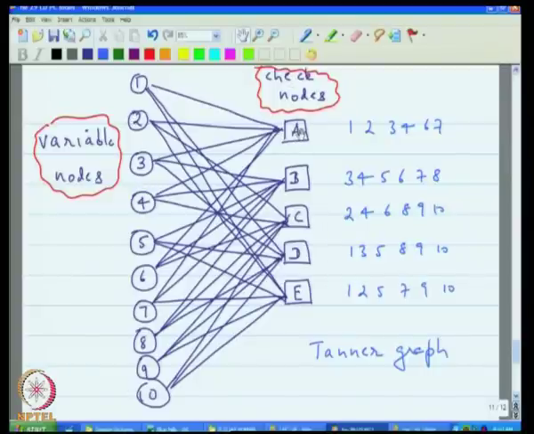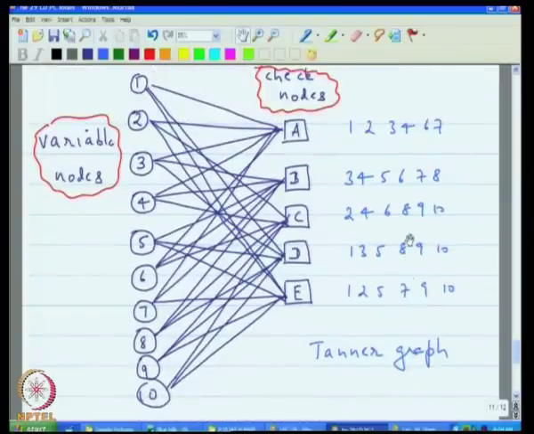It is saying that in row A, there are ones in columns corresponding to 1, 2, 3, 4, 6, 7. And that is indicated by the lines joining 1, 2, 3, 4, 6 and 7. So, you will notice here that every row, every check node, is connected to 6 variable nodes. And on the other hand, if you look at every variable node, it is connected to exactly 3 check nodes.